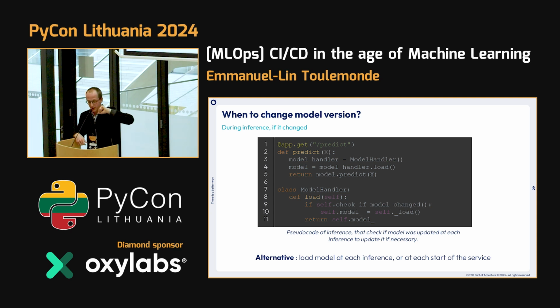So what I do here is that I have my predict route, I have something that loads my model in my model handler, and then I check on line 9 if there is a new model, if the model changed. If it changed, I load it. If it didn't change, I don't load it, I return my cache. This is quite nice, it's quite efficient.